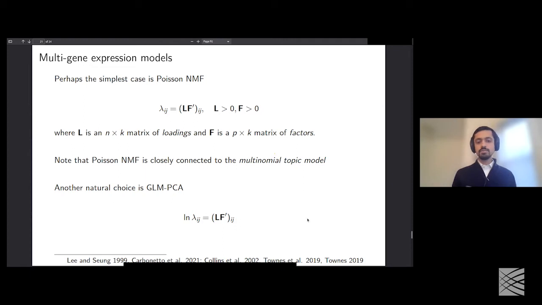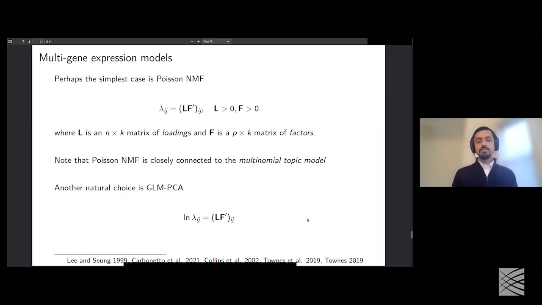And this is well studied. You can see the references in the bottom of the slide. And Peter will talk in more detail about how this Poisson NMF model is closely connected to what we are calling the multinomial topic model. And that in turn is related to methods you may be familiar with, like latent Dirichlet allocation, probabilistic latent semantic indexing. Another natural choice, so you might model that the matrix of lambda is low rank, or that the matrix of log lambda is low rank. And if you write down that log lambda is low rank, you will get out the method GLM-PCA, where there are some recent publications.